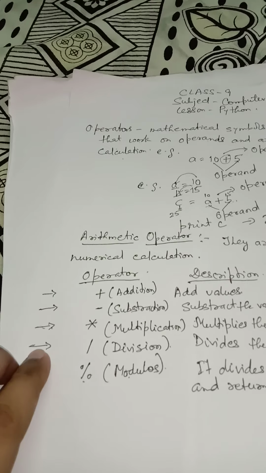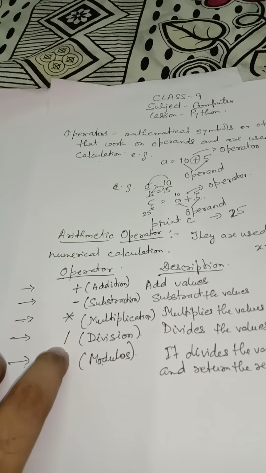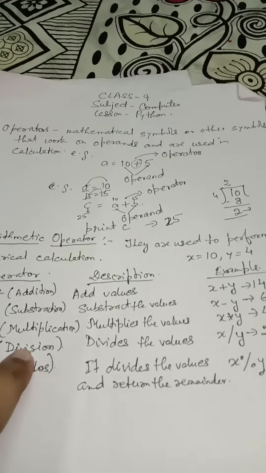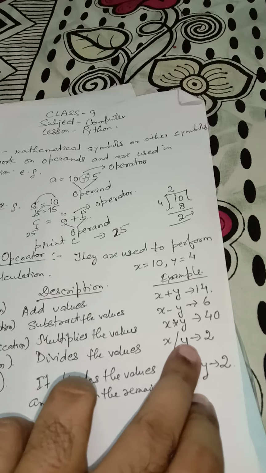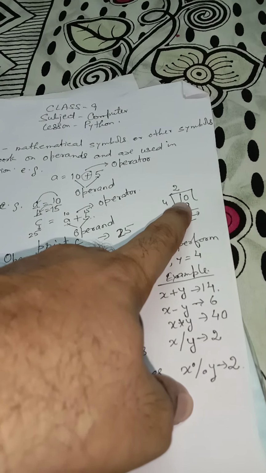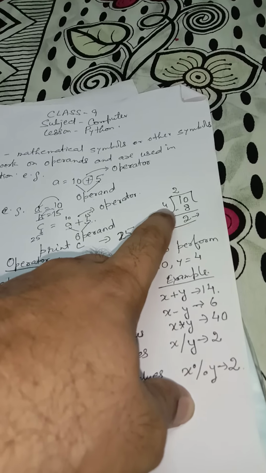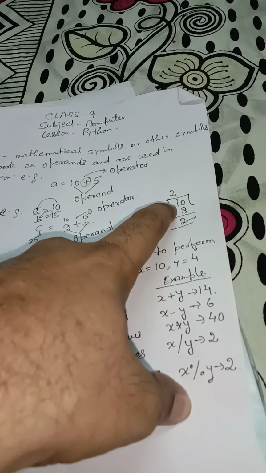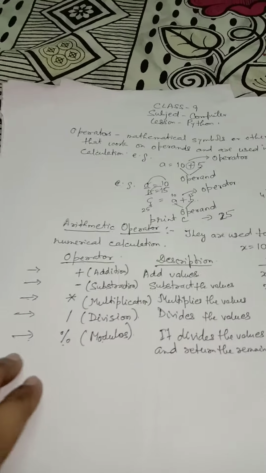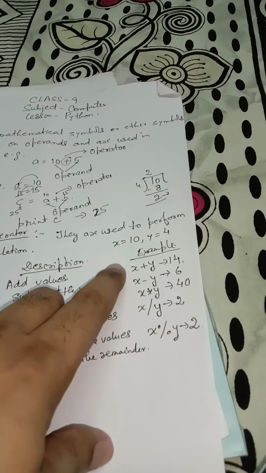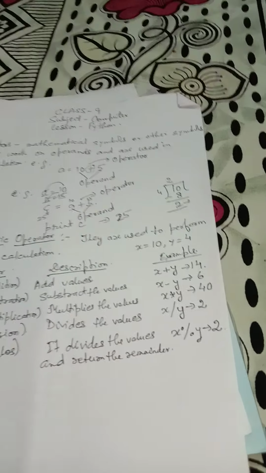Now the fourth arithmetic operator is the division sign, known as division. What does it do? It divides the values. If I write x divided by y, the value of x is 10 divided by y, 4. So 10 divided by 4 means the quotient is 2, so the result 2 will be printed. Remember, in order to print them, we have to write the print command.